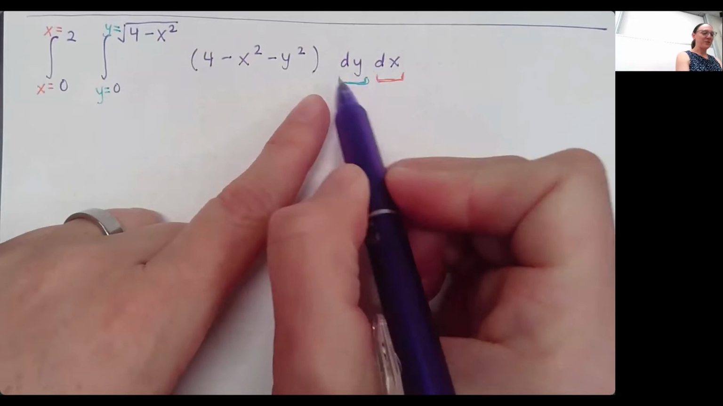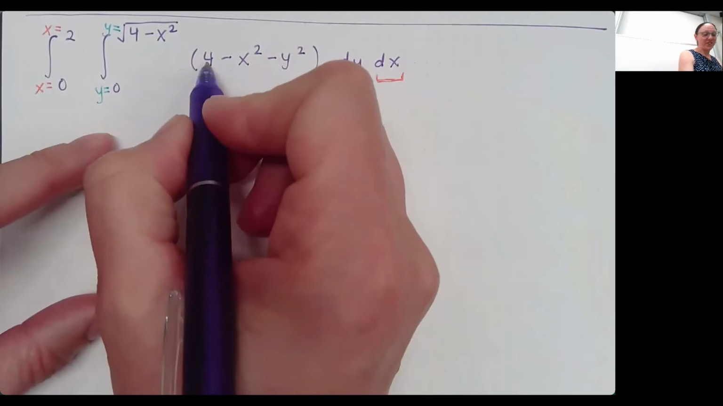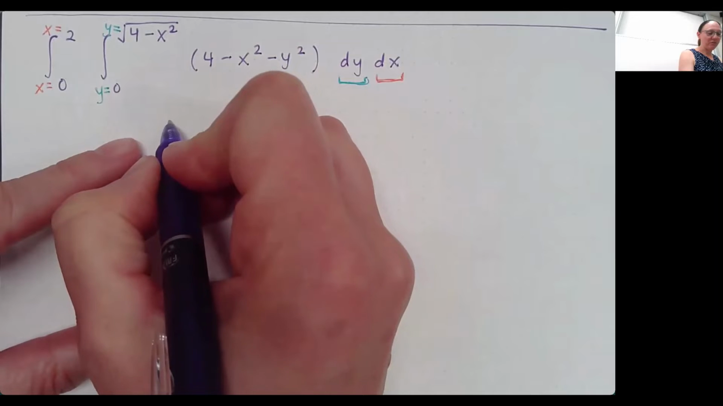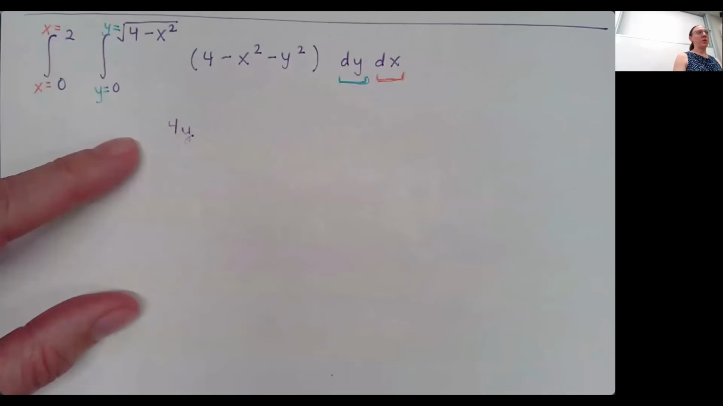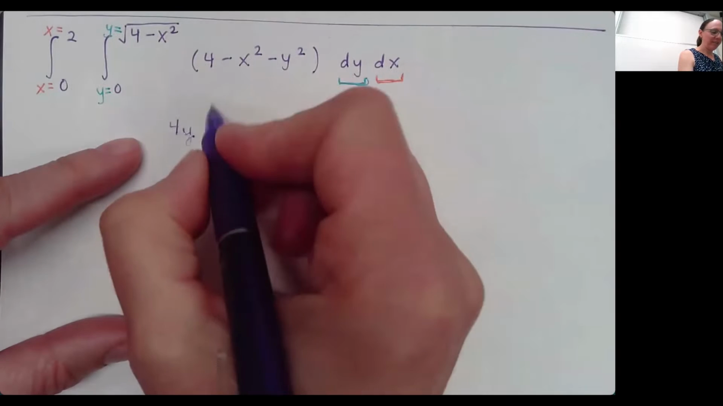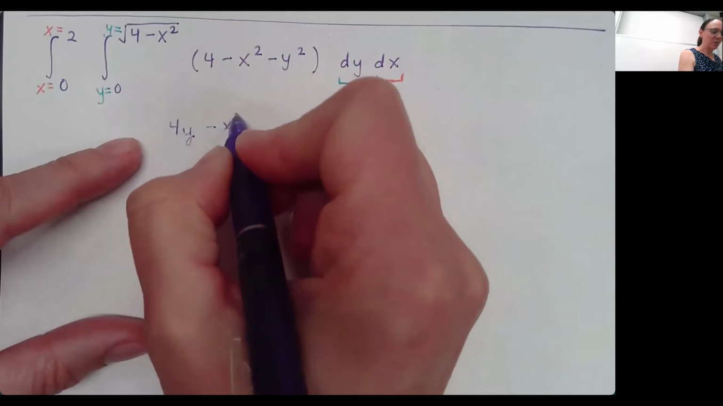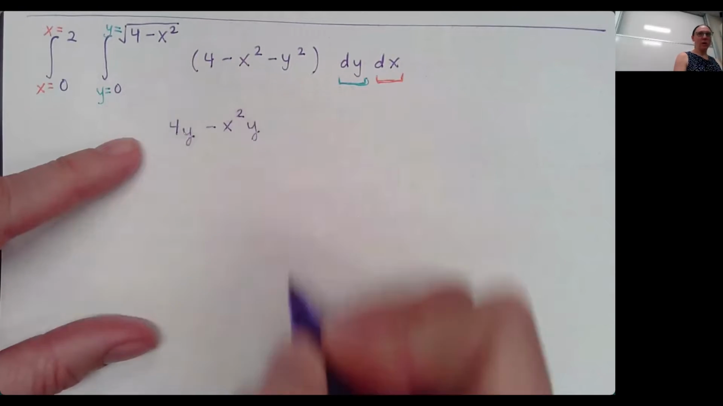So with respect to y, 4 is just a constant. So I'm going to get 4y. x is also a constant. So I'm going to get 4 minus x squared times y as well.